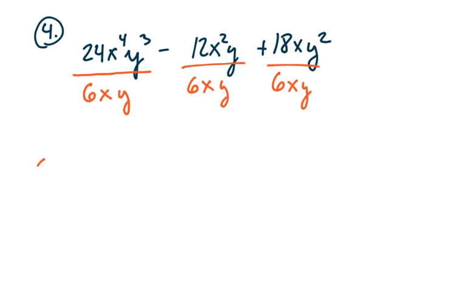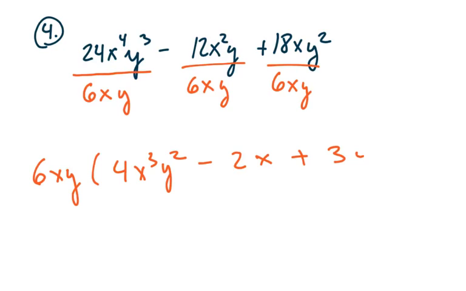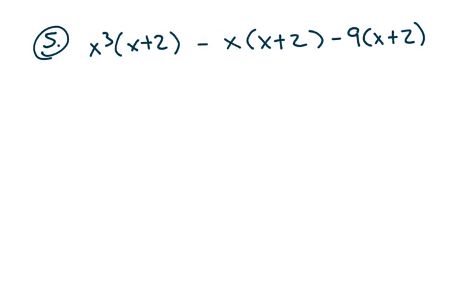So we'll take that, we'll put the 6xy on the outside, and we'll be left with 4x cubed y squared minus 2x plus 3y. And again, if you're not certain, distribute it back in, double check and make sure you've done it correctly, but that is it. Moving on to the next one.